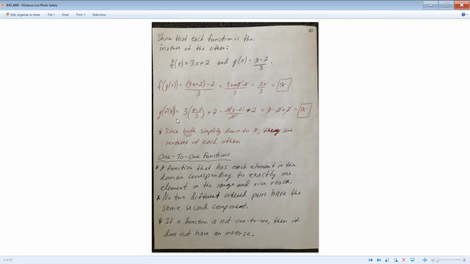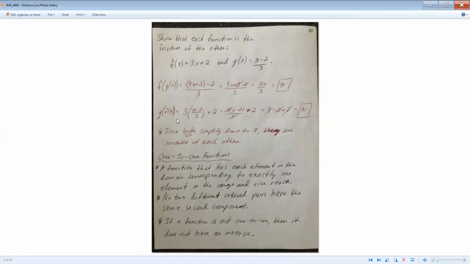So taking f and plugging it into g, that'll be 3 times (x minus 2) over 3, plus 2. The 3's cancel, leaving you with x minus 2 plus 2, and then the 2's will cancel, leaving you with just x. So since they both reduce down to x, that shows that they are inverses of each other.